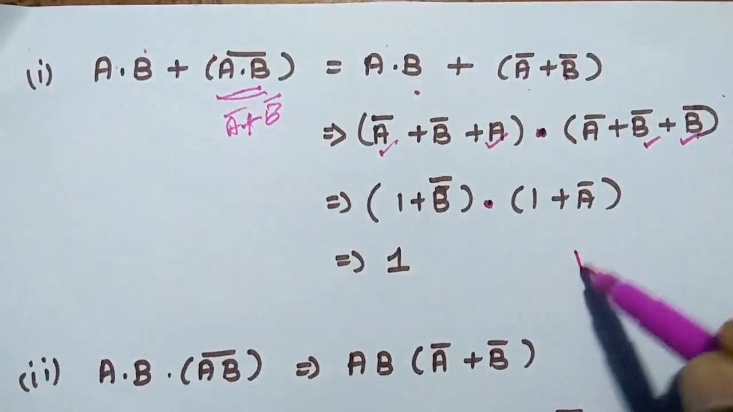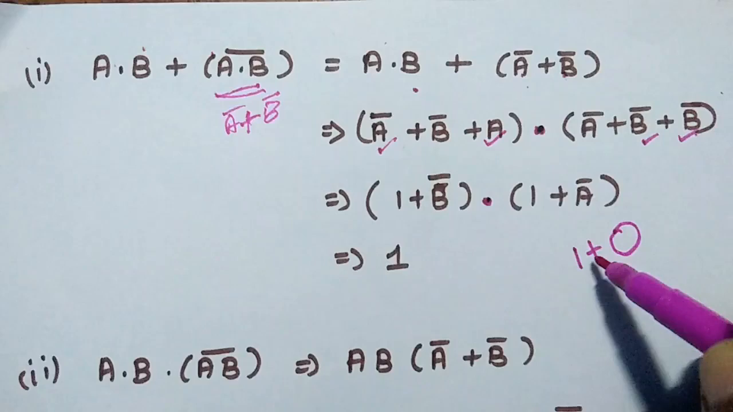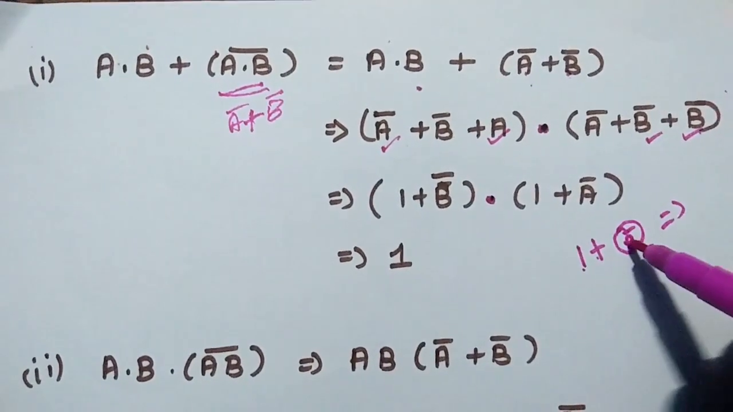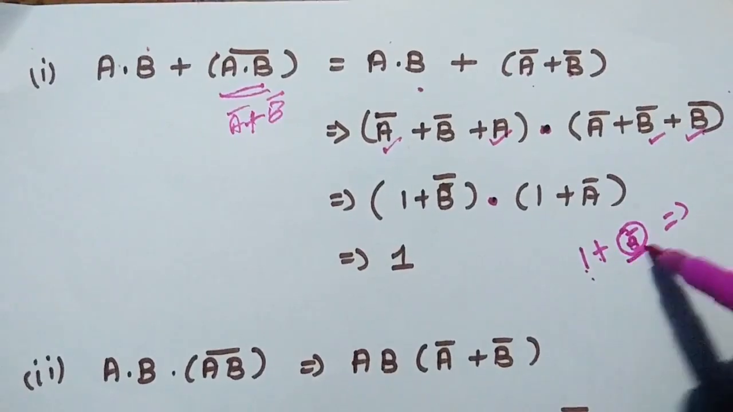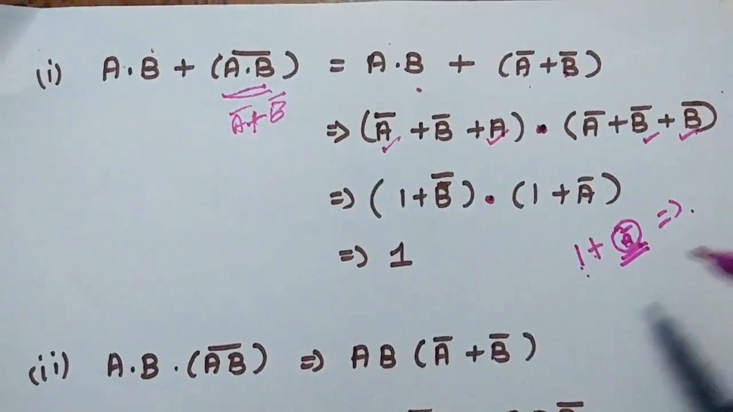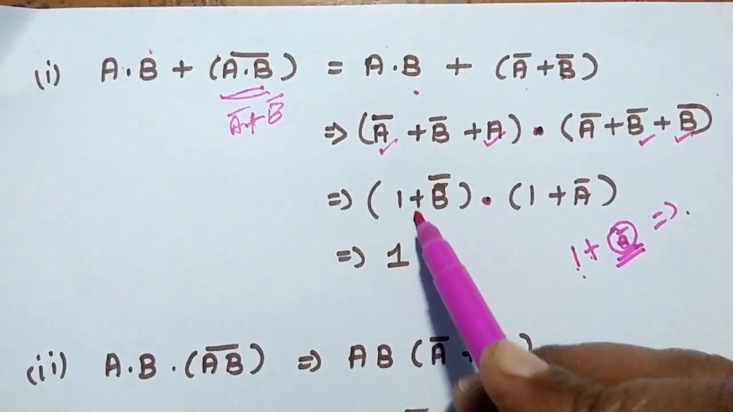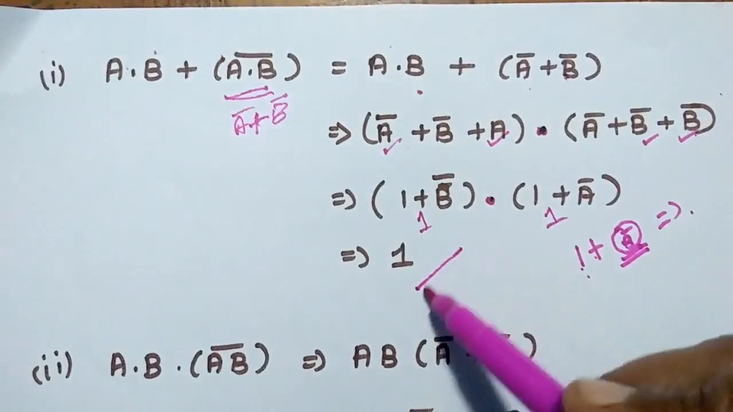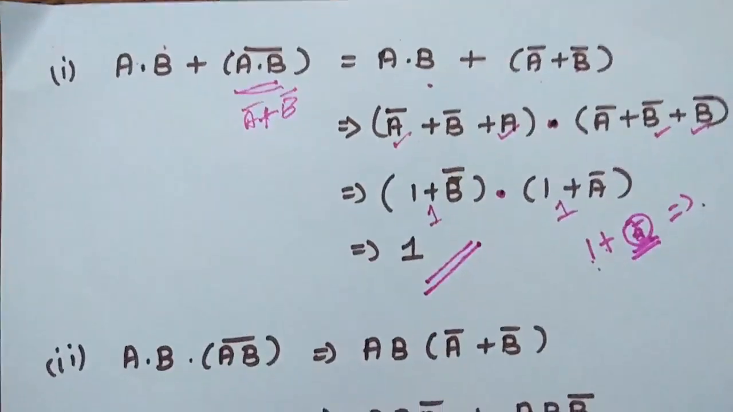So here any element plus 1 is equal to what? This can be a bar, this can be b bar or whatever it may be. 1 plus any element is always 1. This is the Boolean law. So here we can say this value as 1, this value as 1. So 1 into 1 is equal to 1. Then the statement is proved.